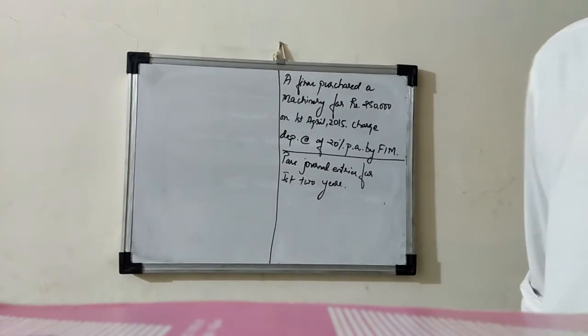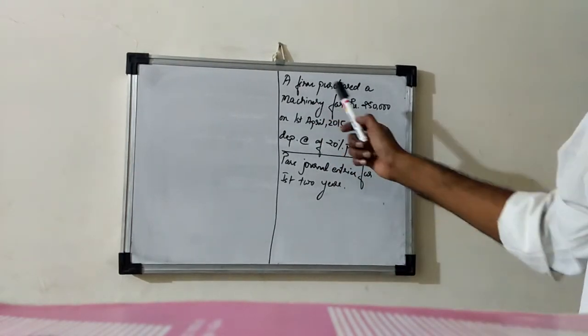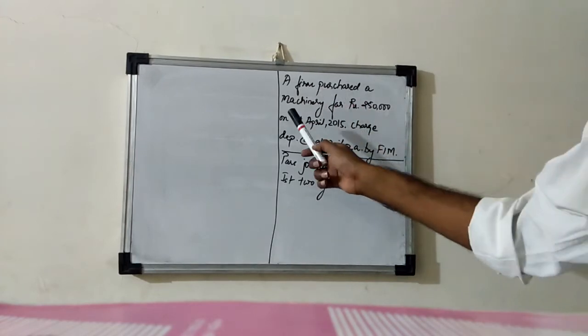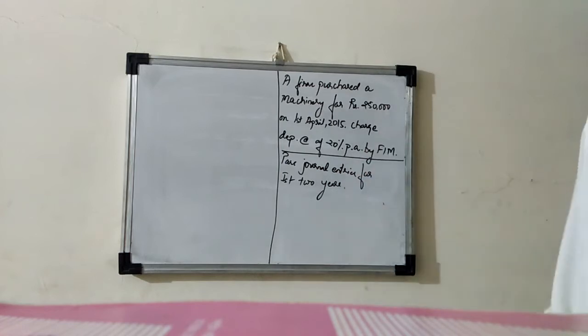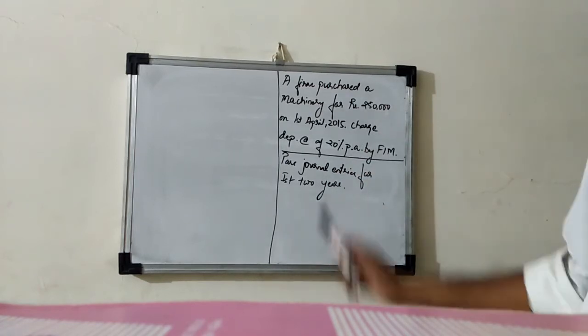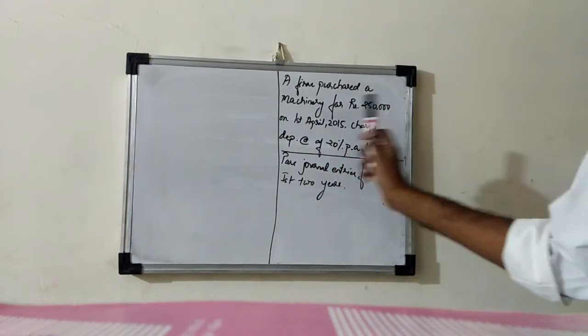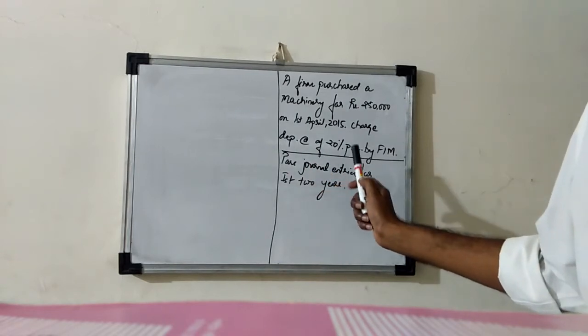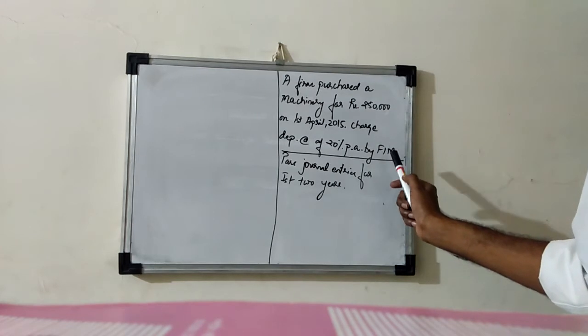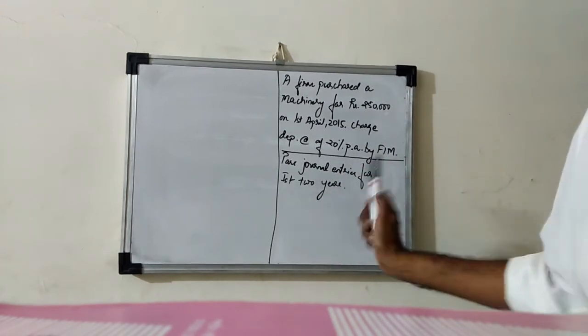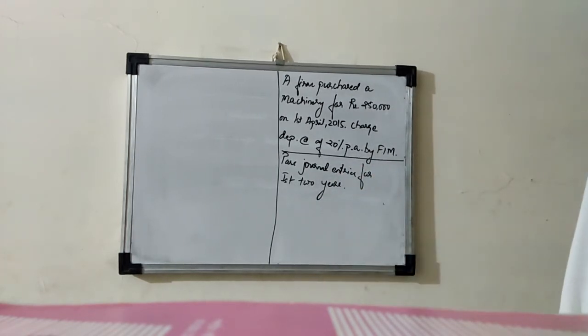Suppose our question is: a firm purchased a machinery for rupees 2,50,000 on 1st April 2015. A firm practices to charge depreciation at the rate of 20% per annum by fixed installment method, that is straight line method. Pass journal entry for first 2 years. Here we are only practicing the questions. So we pass journal entry, and after that we prepare the ledger of machinery account.